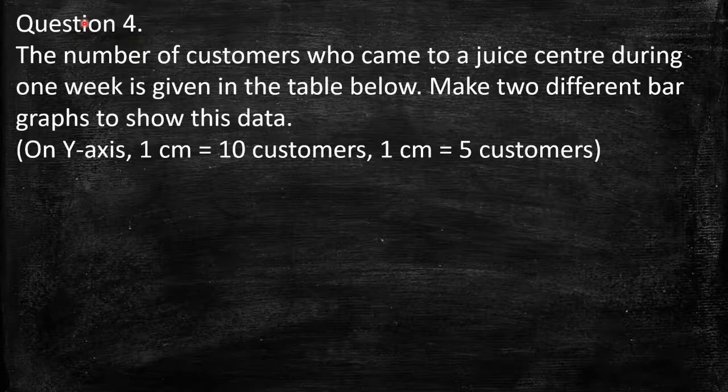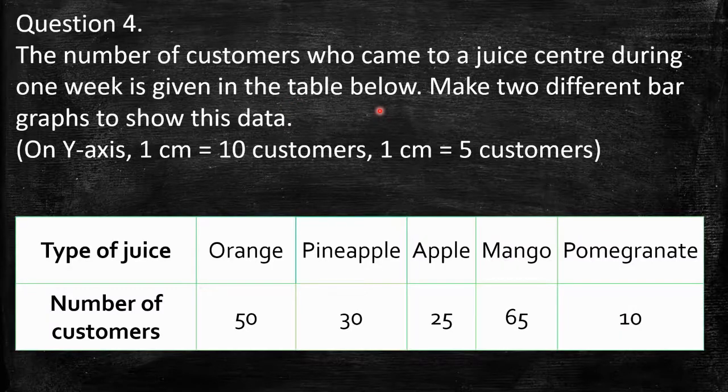Question number 4. The number of customers who came to a juice center during 1 week is given in the table. So in this table you can see the type of juices and number of customers. Make 2 different bar graphs to show this data. So here we have to make 2 bar graphs, where first we will take on the y-axis 1 centimeter equal to 10 customers, and on the other bar graph we will take the scale 1 centimeter equal to 5 customers. So using the same data we will draw 2 different bar graphs. So let's see how to draw a bar graph.